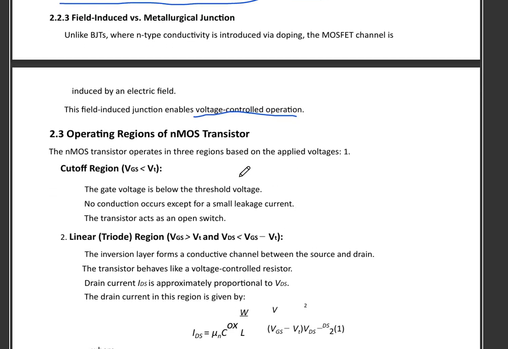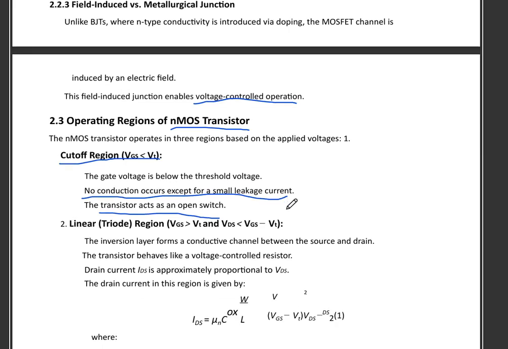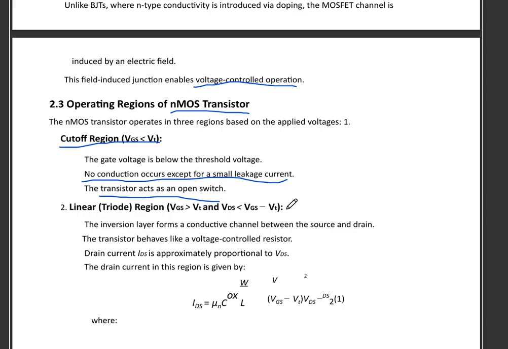Next, operating regions of NMOS transistor. As we have already seen, there are three different regions of operation in a transistor. One is the cutoff region. Cutoff region has the condition VGS less than VT, and in this the transistor acts as an open switch, and no conduction occurs except only for a small leakage current when VGS is less than VT.